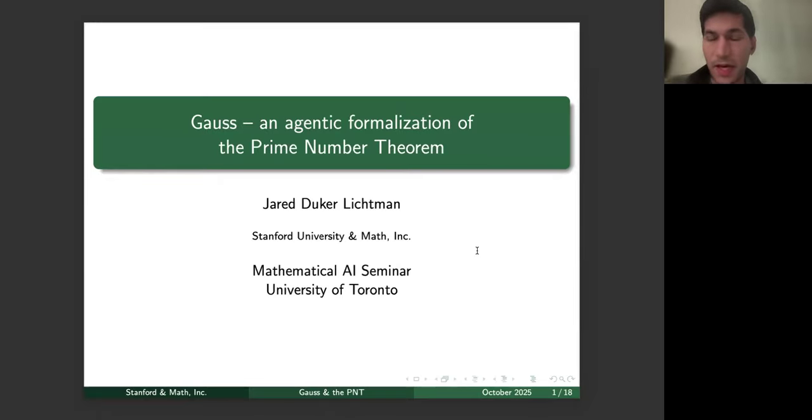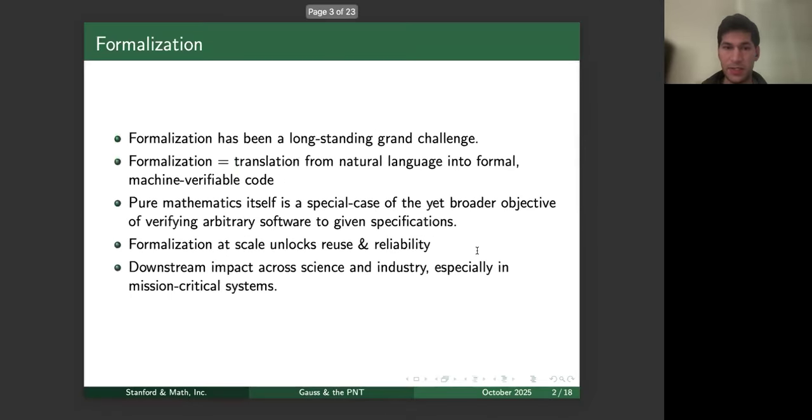So today I'm going to be speaking about the prime number theorem, and in particular, formalization of it in Lean using a new agent called Gauss.